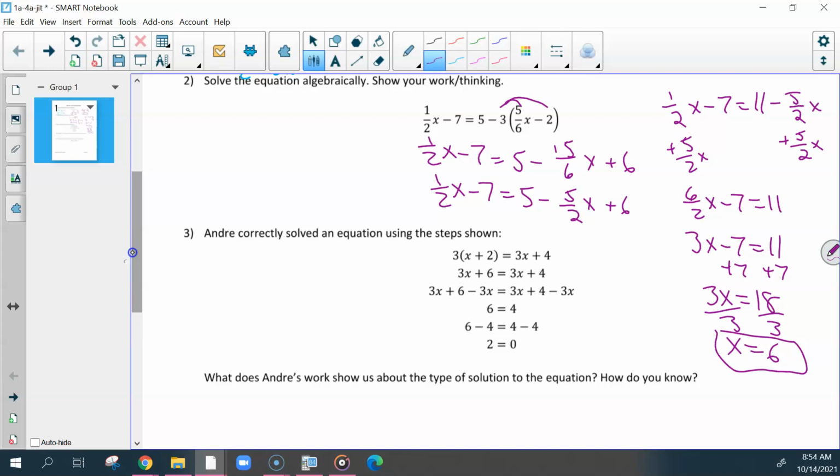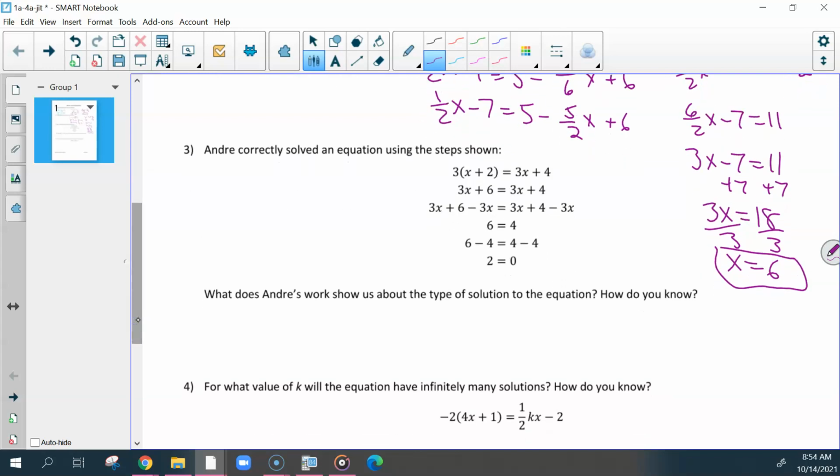Number 3 was solved for you. Under solve this equation, and then you got this answer at the end: 2 equals 0. What type of solution would this be? And how do you know that? So either of those things.